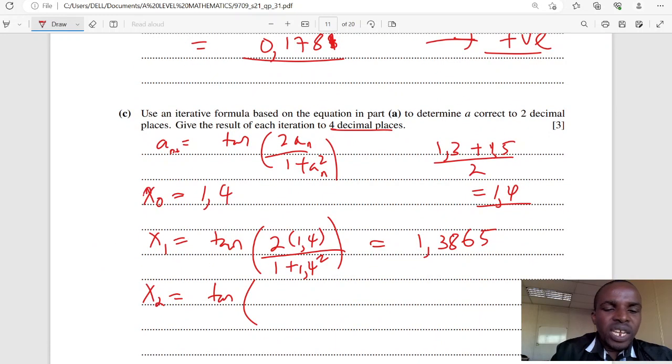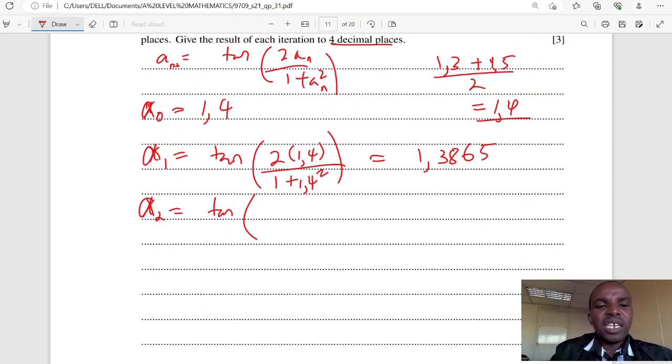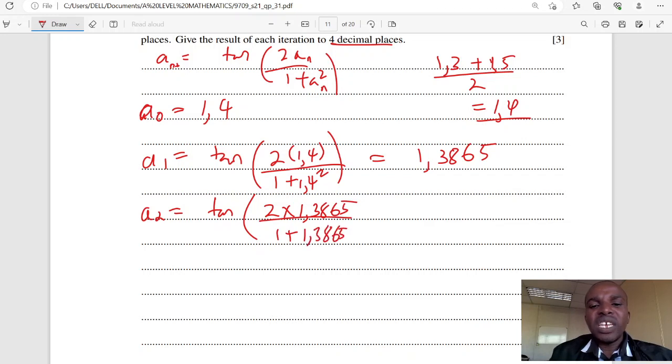So I say a0 here, then a1, then a2, and instead of x, use a. For a2, you put a1. So it will be 2 times a1 over 1 plus a1 squared. Let me put the value here: 2 times 1.3865 over 1 plus 1.3865 squared. Then press the equal sign.